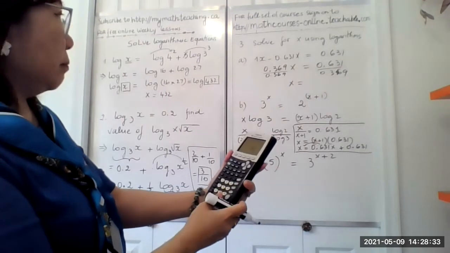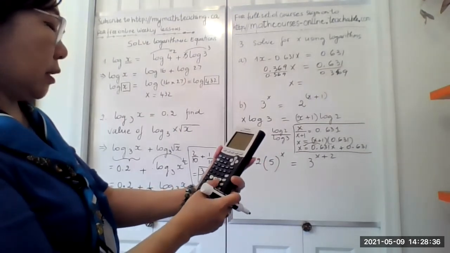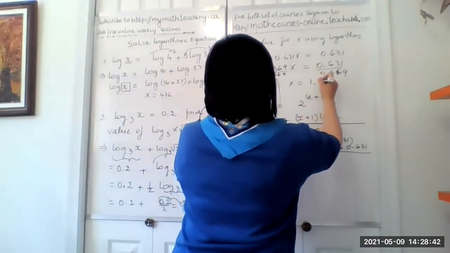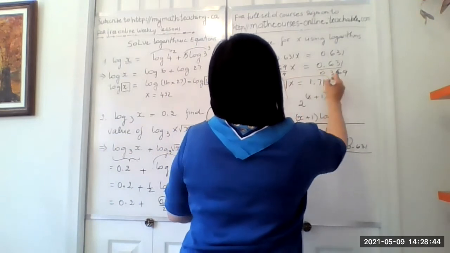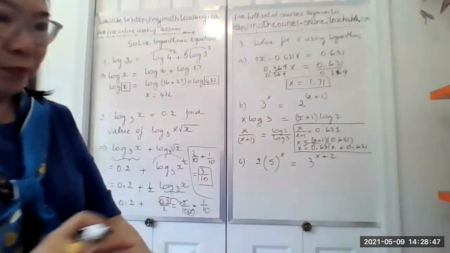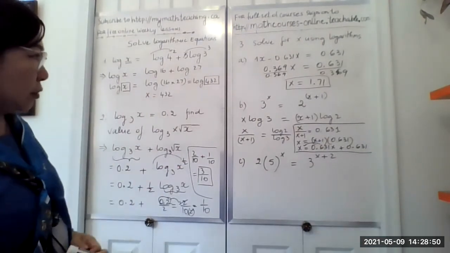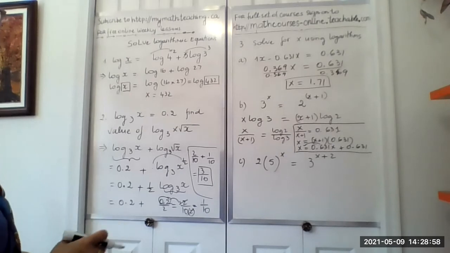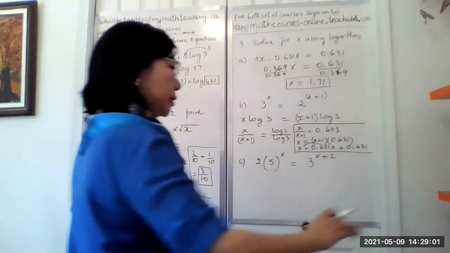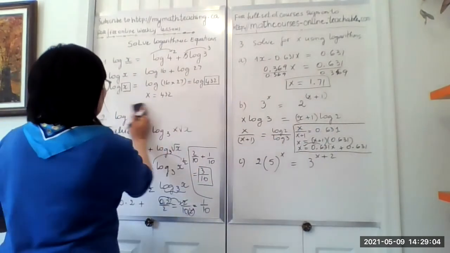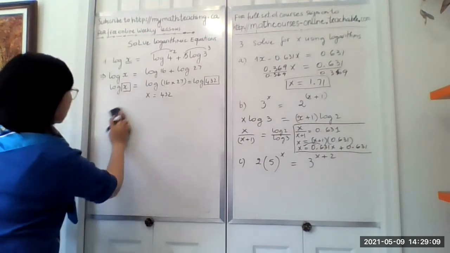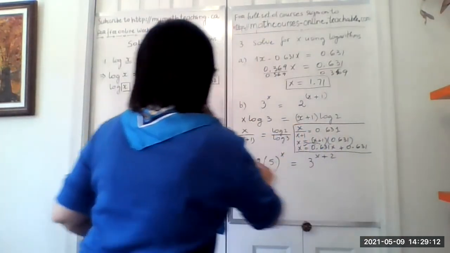0.631 divided by 0.369. And that gives us x equal 1.71. So that's the value of x. Okay. That's how we handle the equation. And we get that x equal 1.71. So let's continue with the letter C here. So I'm going to have to erase this. So let's do the letter C.